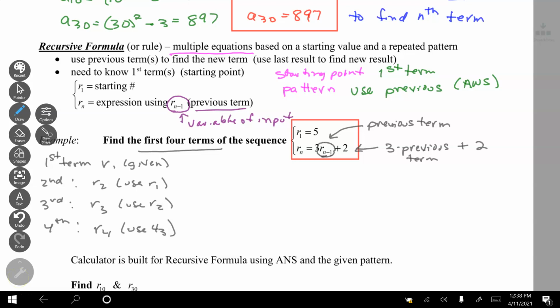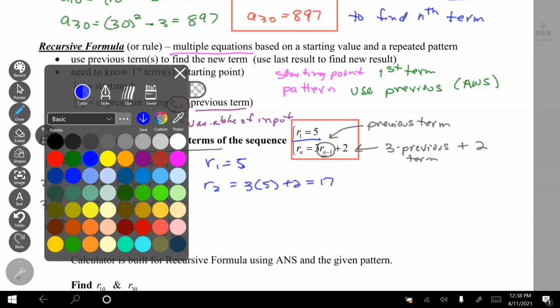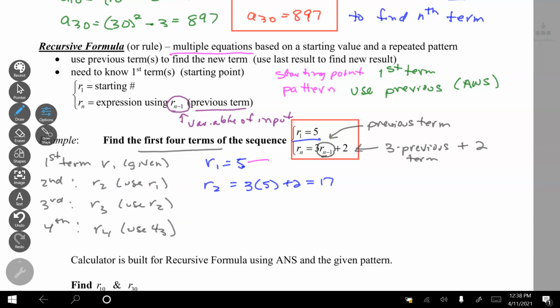So my first term, R1, is given, and R1 was equal to 5. That was given to us right here. R2 is going to use that last answer of R1, so it's going to be 3 times R1, which is 5. I'm going to add 2 to that, and I get 17. So the idea is that it is using that last answer. That's what it says right here: 3 times the previous term plus 2.